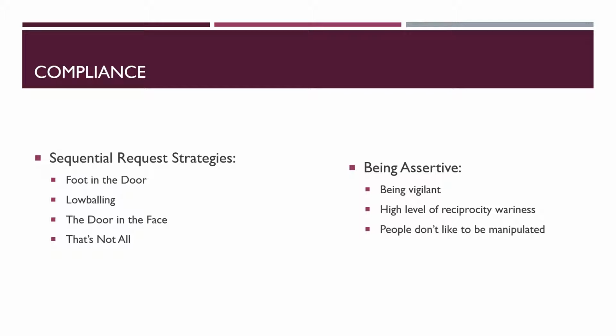So how do you fight these techniques with compliance? Being assertive is difficult for people, especially in social situations in which they know the other person. But ways that people can do this is by being vigilant, paying attention when they're being hustled, having a high level of reciprocity wariness, so knowing when somebody is doing something because they want you to have to pay them back or reciprocate a behavior. And also people just don't like to be manipulated. So if the request isn't subtle, then they're going to catch on to that, and you're going to be able to kind of put your foot down and be more assertive in saying no.